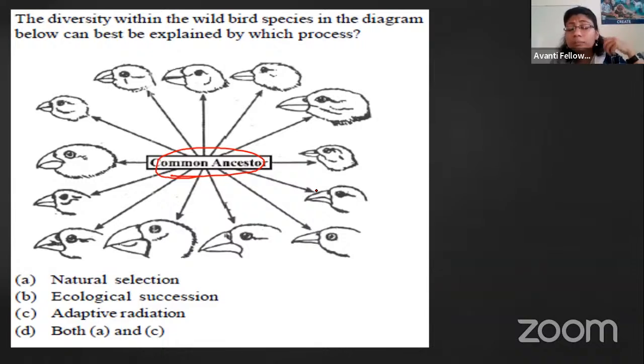So only 33% have given their answer. Please give your answer fast. You have to participate in it. If you are not going to participate, you are not going to understand in which topic you are lagging behind, in which topic you have less understanding. Okay, only 66% of people have given their answer.